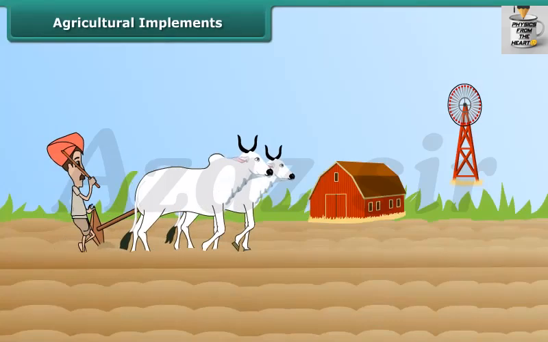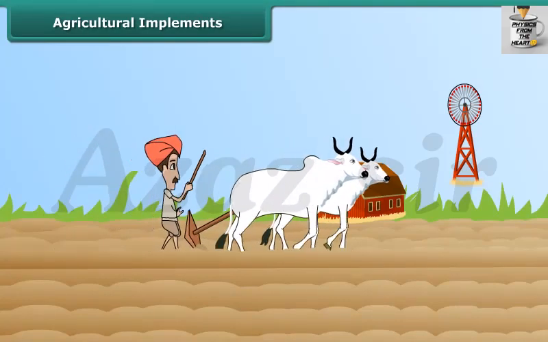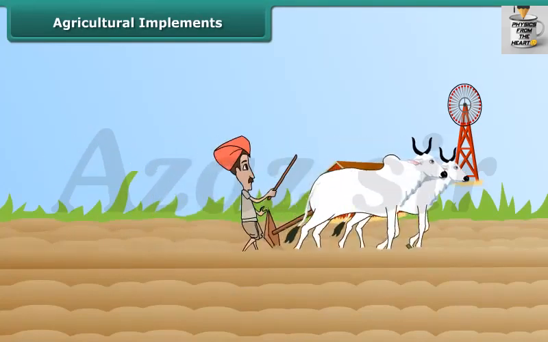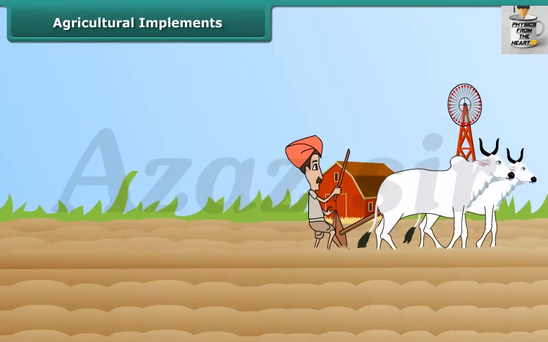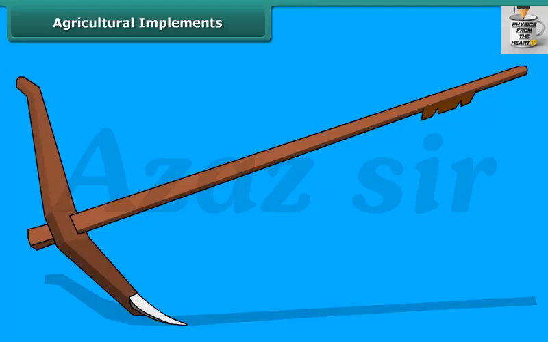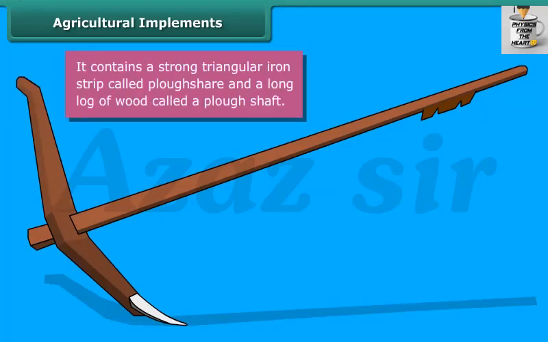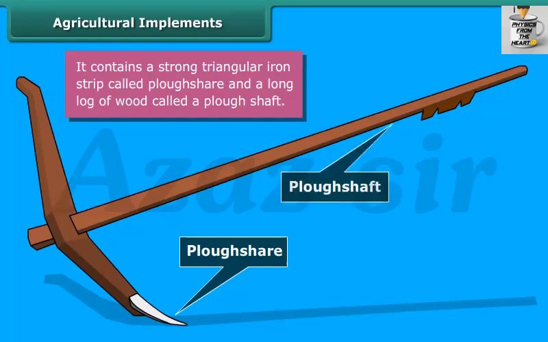These nutrients are then used by the plants. Now look at this farmer. He is plowing the field. As we can see, the plow is made of wood, so let us see its structure. It contains a strong triangular iron strip called plowshare, and the main part of the plow is a long log of wood called plow shaft.